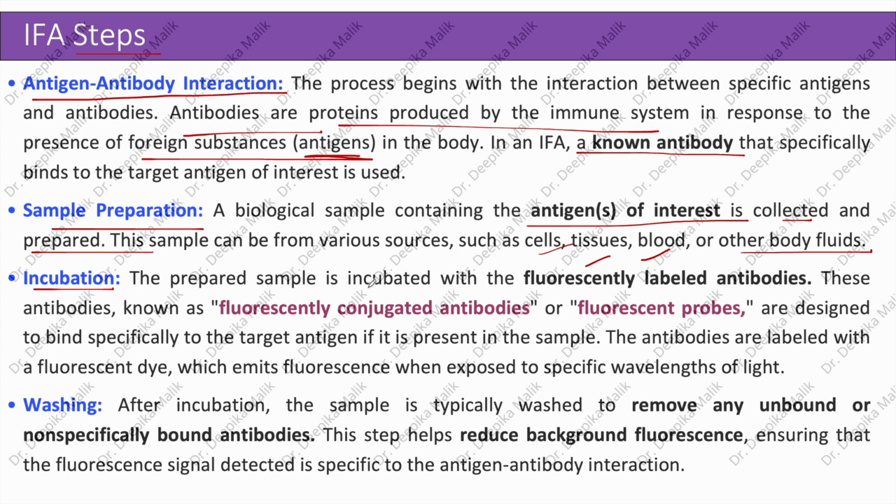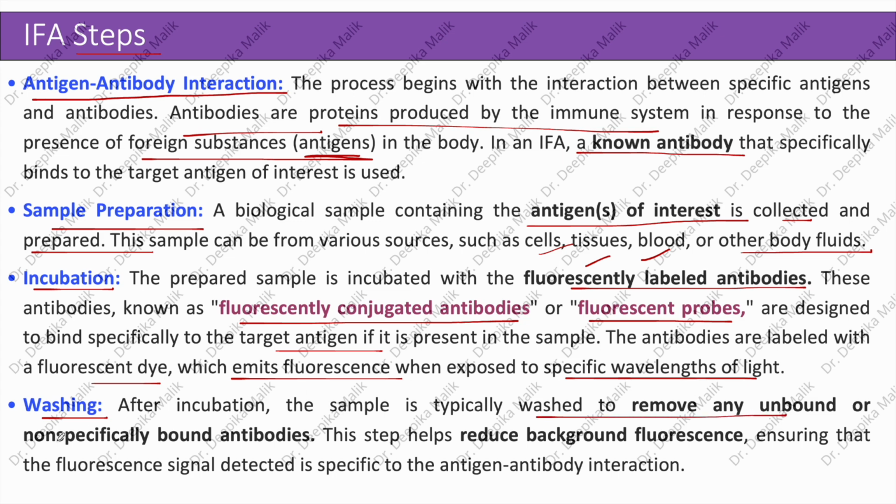Incubation. The prepared sample is incubated with the fluorescently labeled antibodies. These antibodies, known as fluorescently conjugated antibodies or fluorescent probes, are designed to bind specifically to the target antigen if it is present in the sample. The antibodies are labeled with a fluorescent dye, which emits fluorescence when exposed to a specific wavelength of light. Washing. After incubation, the sample is typically washed to remove any unbound or non-specifically bound antibodies. This step helps reduce background fluorescence, ensuring that the fluorescence signal detected is specific to the antigen-antibody interaction.